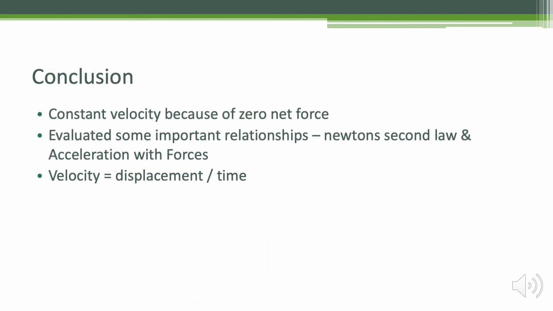Overall, we saw that the longboard moved at a constant velocity due to no net forces acting on it, due to some relationships such as Newton's second law and acceleration and forces. We also saw that velocity equals displacement over time.